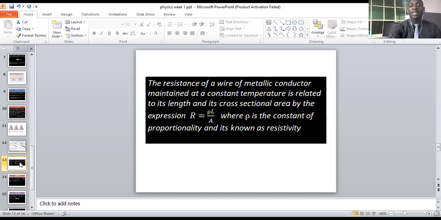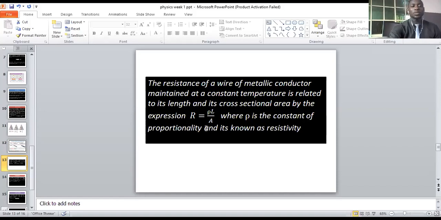After converting from the proportionality sign to an equal sign, we have a proportionality constant. The proportionality constant here is rho. Rho is the constant of proportionality, and its name is the resistivity. This is by which you can express the resistance. Sometimes in some questions you can be given the length, the area, and the resistivity, so you have to find the resistance. This is the mathematical way by which you can calculate the resistance of a material.